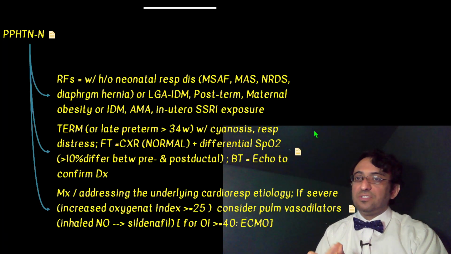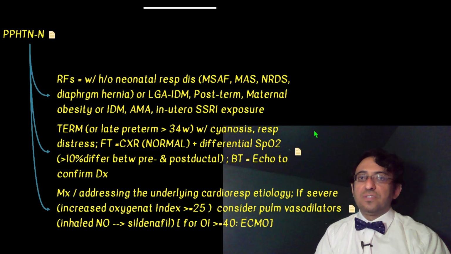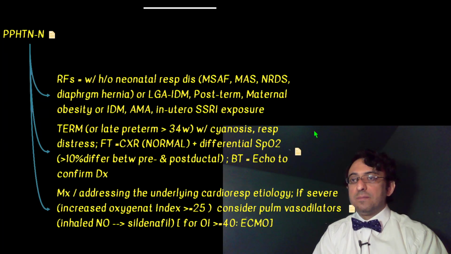What is your next step and why? The next step, whenever we have a neonate with cyanosis, with or without differential cyanosis, with or without differential oxygen saturation, is going to be echo. Why do we need to perform echo in patients with persistent pulmonary hypertension?